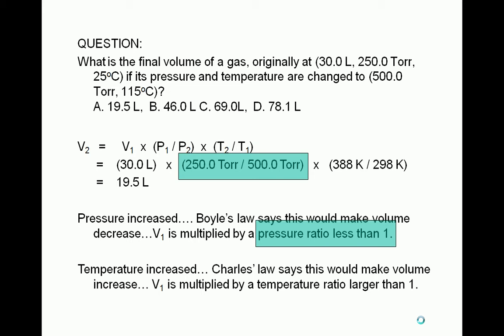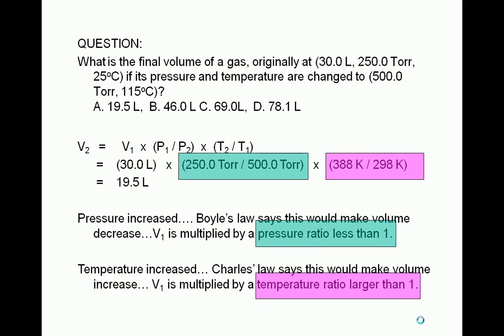As for the temperature, it increased from 25 degrees Celsius, or 298 Kelvin, to 115 degrees Celsius, or 388 Kelvin. An increase in temperature should lead to an increase in volume. We can see that in our calculation, we are multiplying by a temperature ratio that is larger than 1. 388 divided by 298 is larger than 1. Multiplying something by a number larger than 1 gives us a larger number.